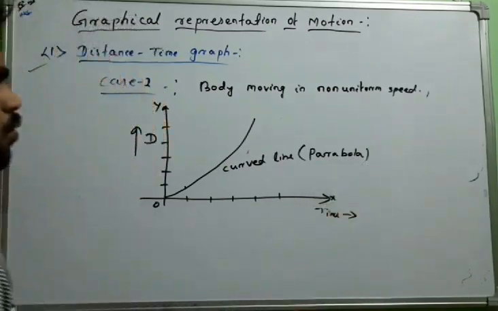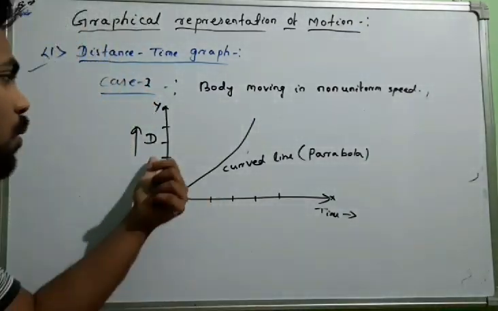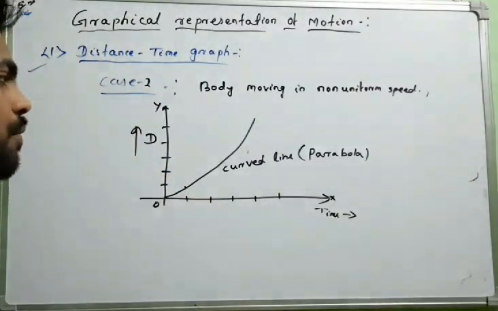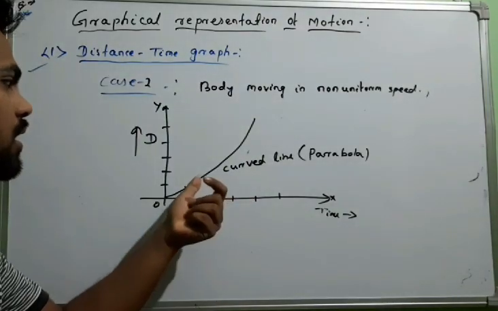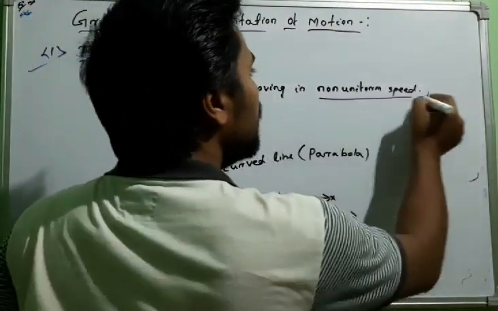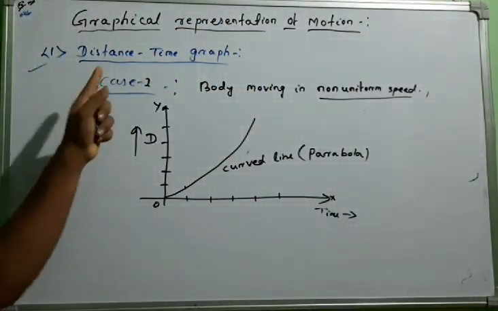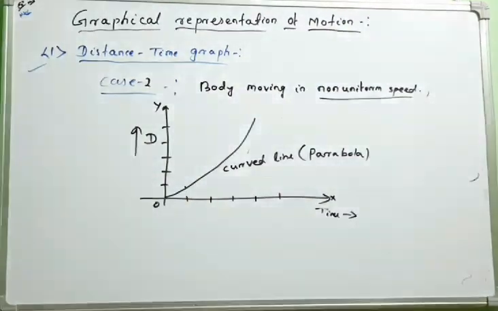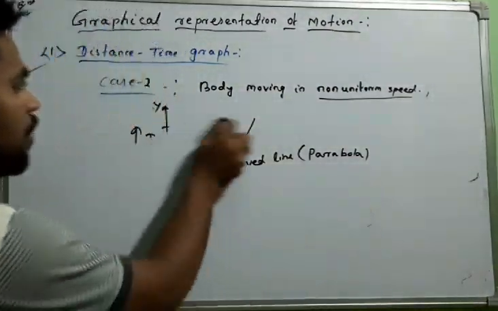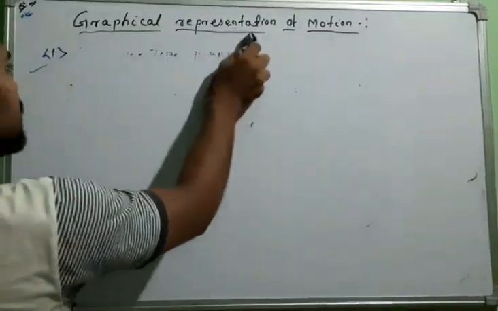A question arises: when a body is moving in non-uniform speed, what will be the distance versus time graph? You have to write in your paper that the distance versus time graph is a curved line when a body is moving in non-uniform speed. Clear? So this is the graph of distance versus time. Now we'll go to the speed versus time or velocity versus time graph. Write down. Second, 2.